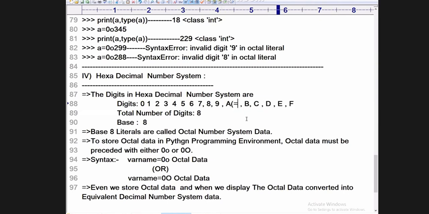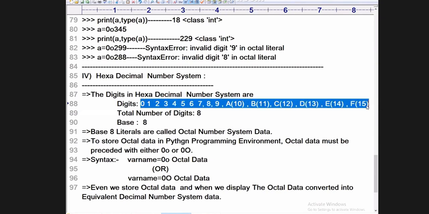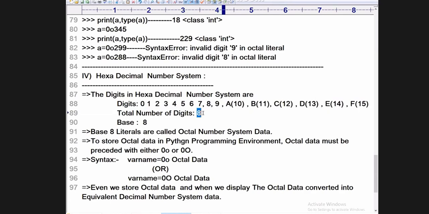Internally, A is called what? 10, students, 10. And B is called 11. C is internally 12. D is 13. E is internally 14. F is internally 15. So the A value is internally 10. So 0 to 15 is coming here. 0 to 15 is nothing but hexa. The total number of digits is 16, and the base is 16.